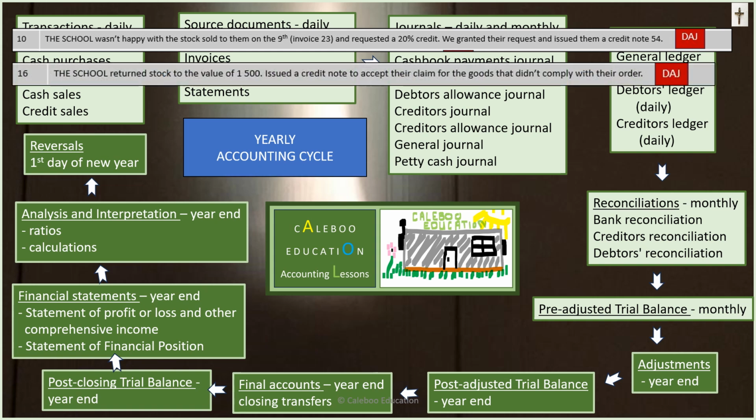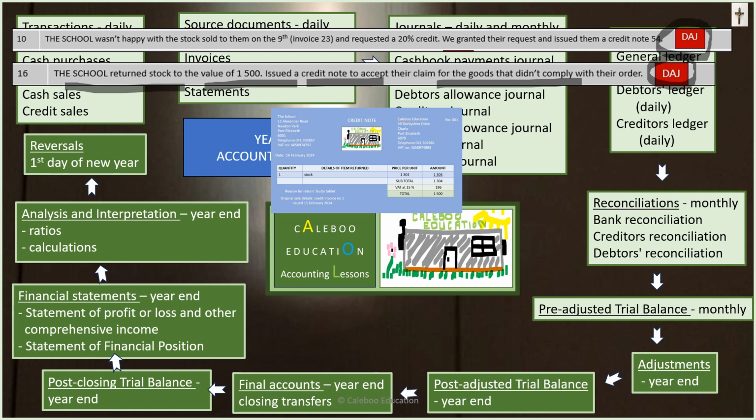There's another one. The school returns stock to the value of 1,500. We're going to credit their account, so we issue them a credit note for the claim on the items that didn't comply with the order. That DAJ stands for Debtors Allowance Journal. Remember, sales returns. We're going to use a document, a credit note, to record this information in the Debtors Allowance Journal.